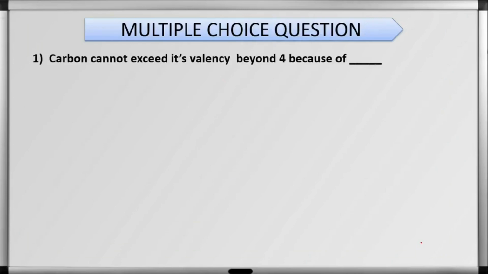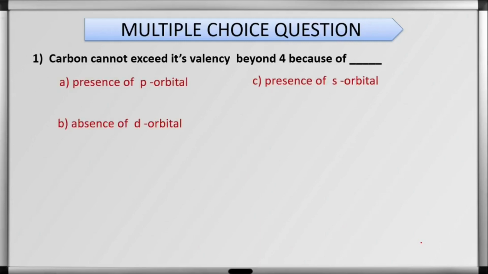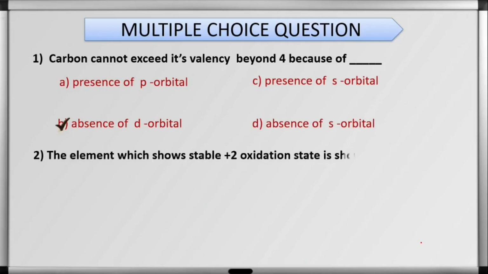Okay, now see the MCQ. Carbon cannot expand its covalency or valency beyond 4 because there is an absence of d orbital. Already आपण बघितलं, that is option number D. The element which shows stable +2 oxidation state: lead, because of inert pair effect. Lower element of carbon family shows +2 oxidation state.